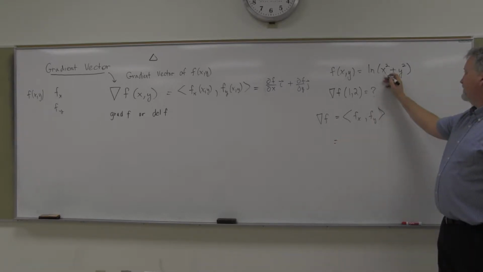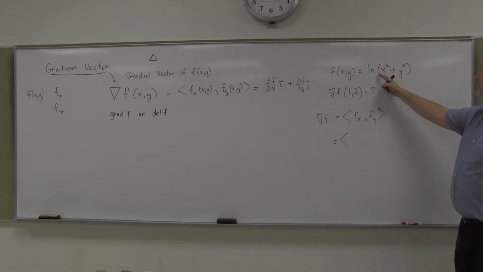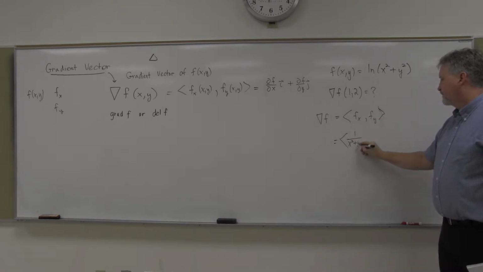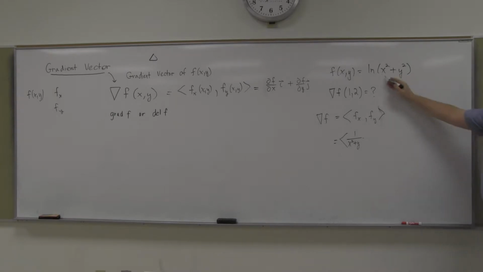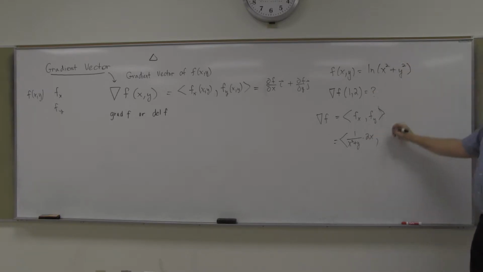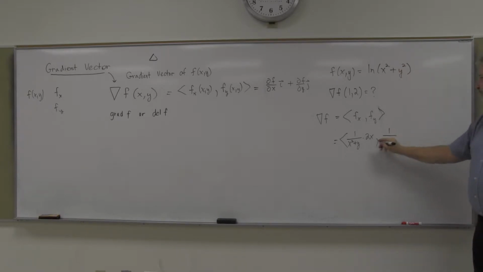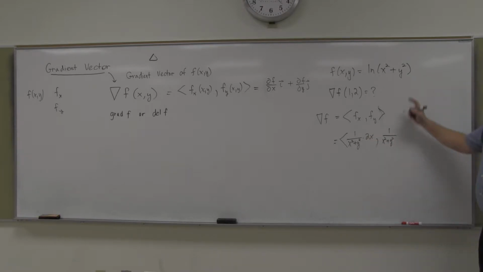Well, the partial of f with respect to x, we've got a little chain rule. The ln, so you do the 1 over x squared plus y squared. And then the derivative of the inside, we're doing it with respect to x for the first part, so it would just be 2x. And then the second component is the partial with respect to y, so it would be 1 over x squared plus y squared, and then the same thing except with respect to y, so it would be 2y.